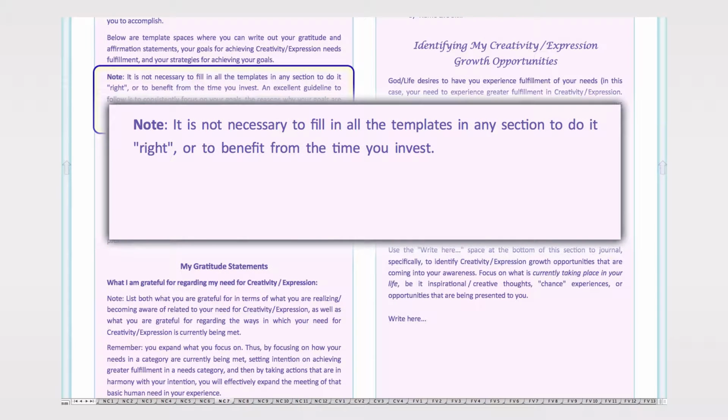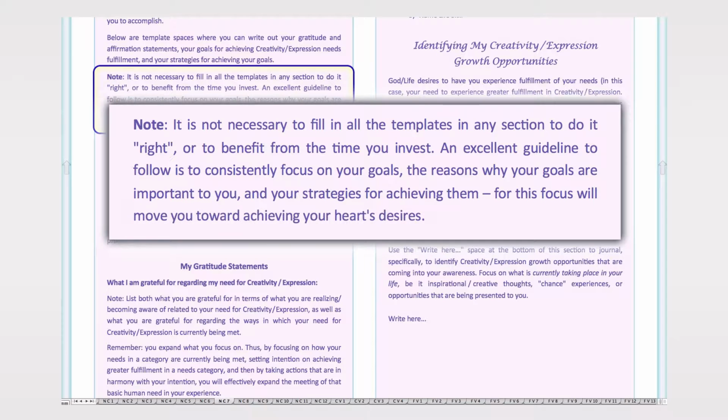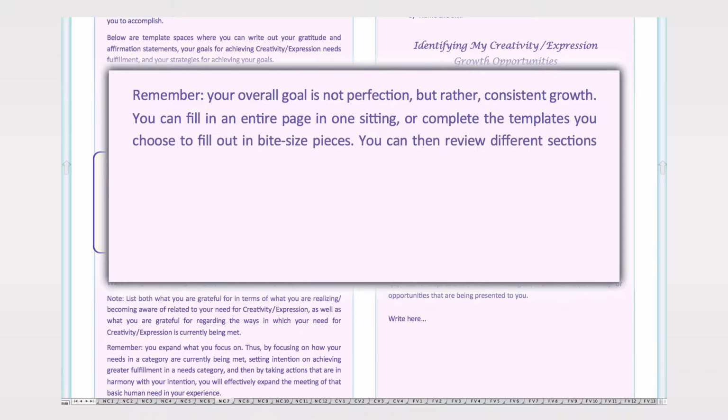Going back to the paragraphs, an excellent guideline to follow is to consistently focus on your goals, the reason why your goals are important to you, and your strategies for achieving them. For this focus will move you towards achieving your heart's desires. Remember, your overall goal is not perfection, but rather consistent growth. You can fill in an entire page in one sitting, or complete the templates you choose to fill out in bite-sized pieces. You can then review different sections you have filled out in your PLA daily review times.